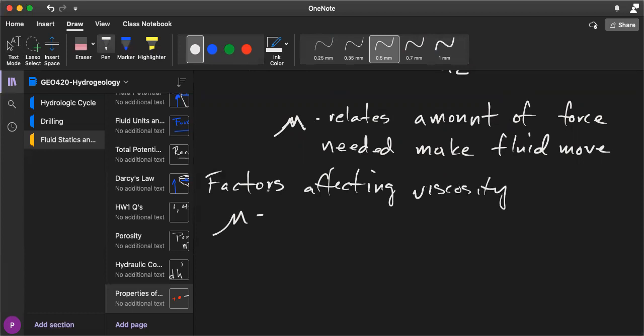Yeah, what was that, Finch? Temperature.